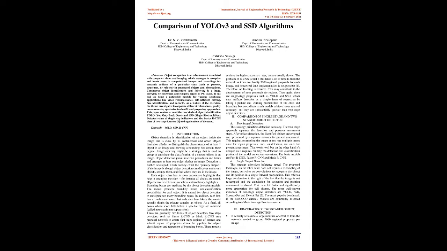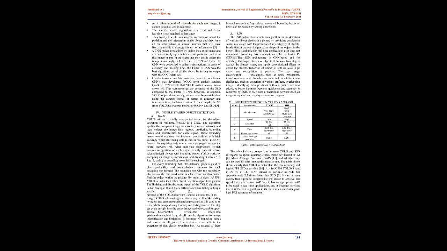Then again, there are single-stage detectors such as YOLO and SSD, which treat object detection as a simple regression problem by taking an image and learning class probabilities and bounding box coordinates. Such models achieve lower rates of accuracy, but they are substantially quicker than two-stage object detectors. Comparison of single-stage and two-stage object detectors.